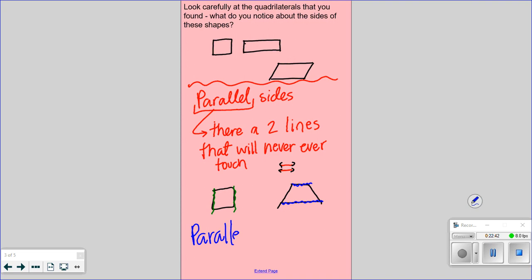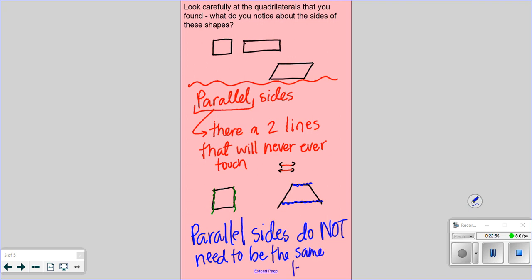Parallel sides do not need to be the same length. It makes it easier if they are, but they don't have to be. And we saw that example in that shape that I put the blue squiggles on. Those parallel sides are not the same length. The top one is way smaller than the bottom, but they are parallel.